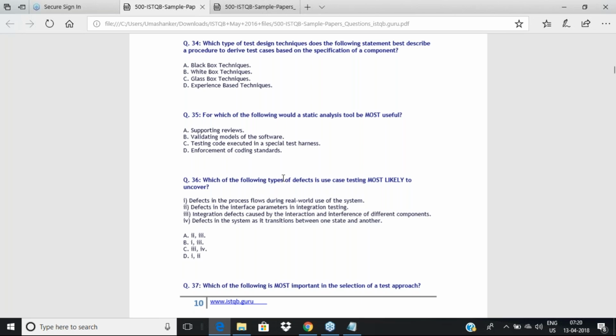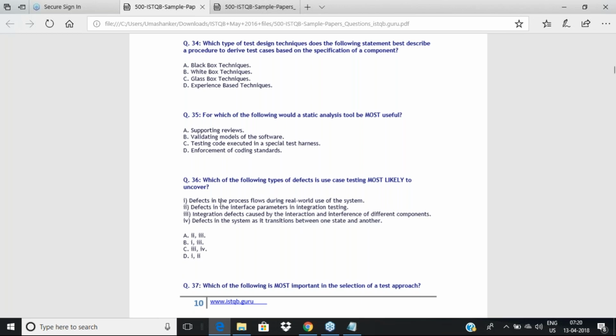Which of the following types of defects is use case testing most likely to uncover? So the question is on the reverse side. Definitely, the first one, defects in the process flow during real world use of the system, is nothing but use case testing. But he is saying most likely to uncover, so one is not your answer. In that way, you can rule out B and D. Of course, once we get the answer, we'll come back and check. But for now, you can definitely rule out B and D.